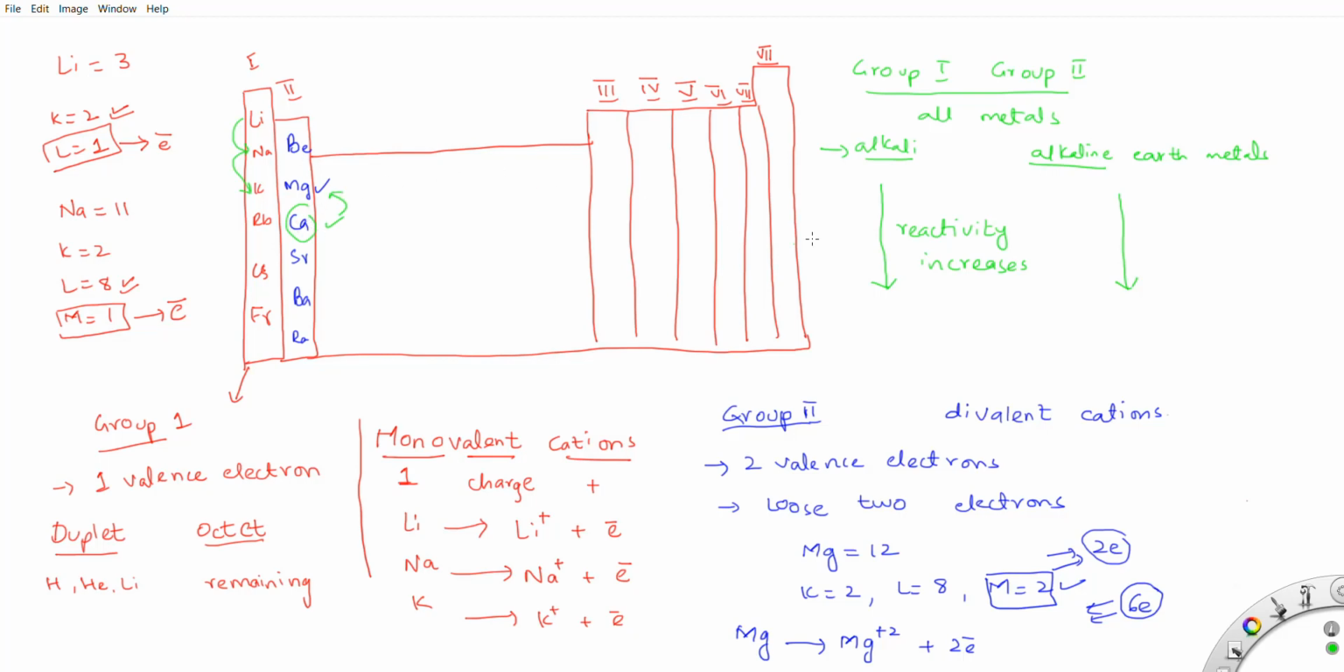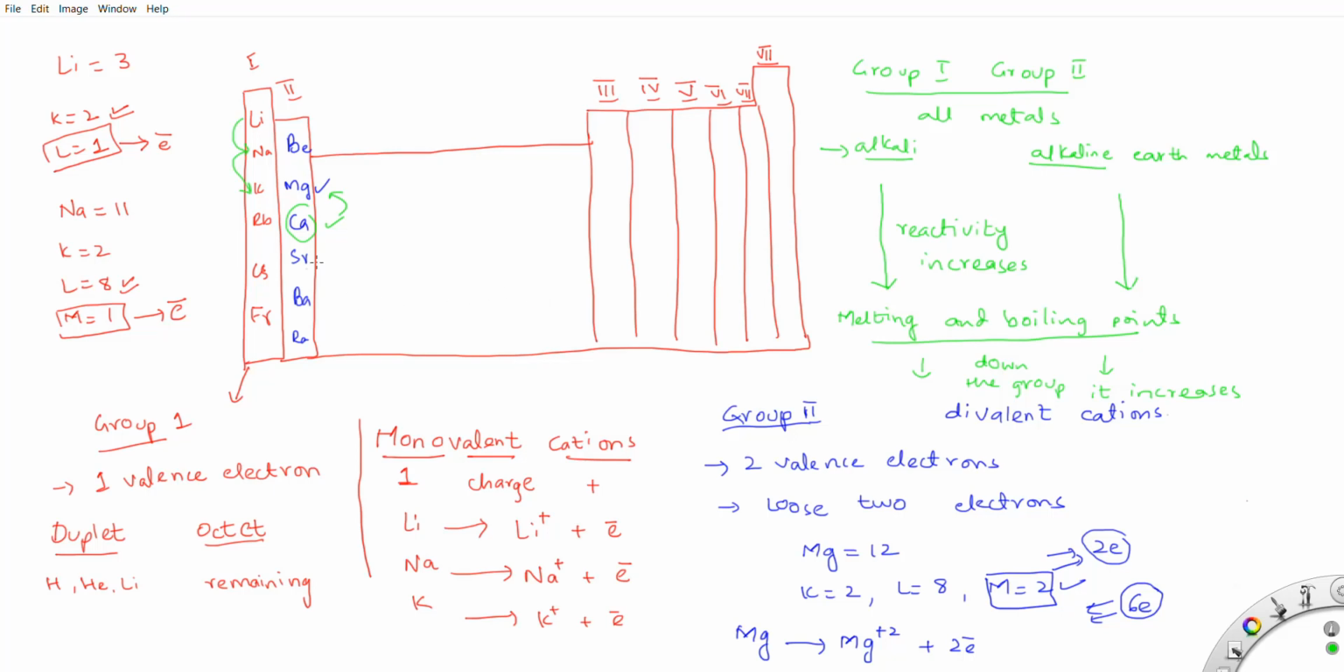The other scenario is, however, melting and boiling points. It is very hard to generalize the idea of melting and boiling points, but commonly speaking, what we can say is down the group, melting and boiling point increases. That needs to be understood also.